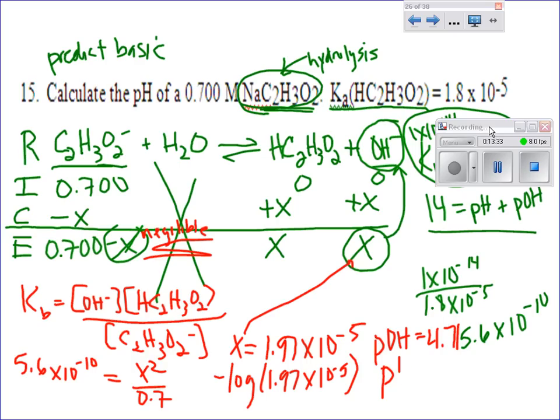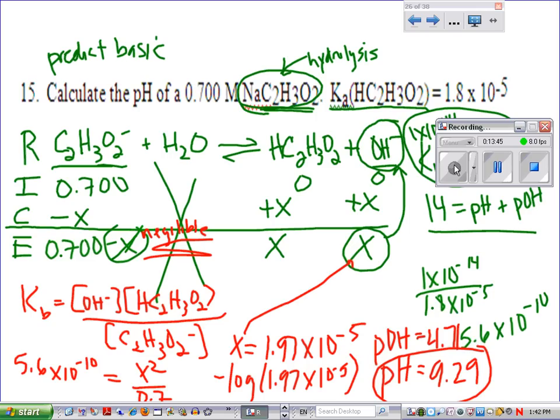4.71, so therefore my pH is equal to 9.29. We predicted basic. Is that basic? Yeah, it is. Okay, let's do another one.